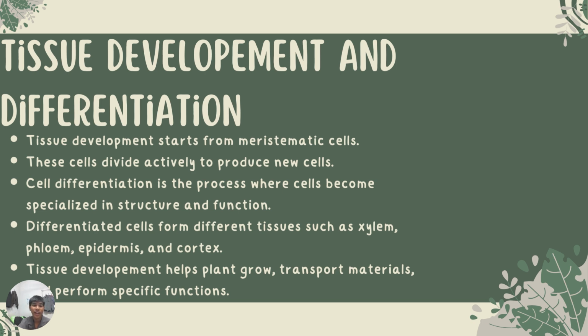Tissue development and differentiation. Tissue development starts from meristematic cells. The cells divide actively to produce new cells. Cell differentiation is the process where cells become specialized in structure and function. Differentiated cells form different tissues such as xylem, phloem, epidermis, and cortex. Tissue development allows the plant to transport materials and perform specific functions.